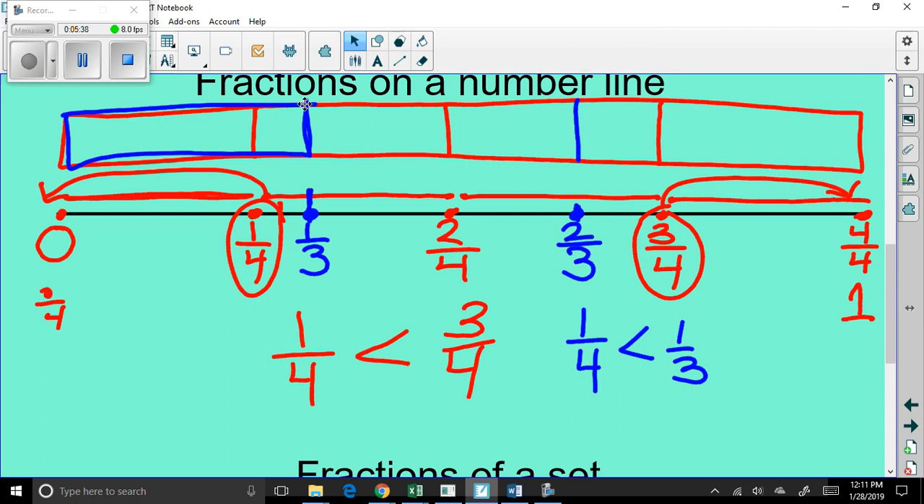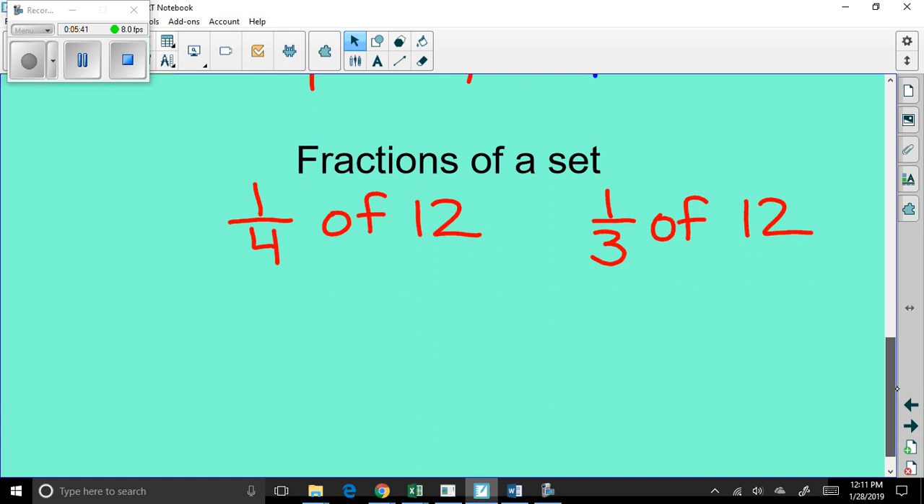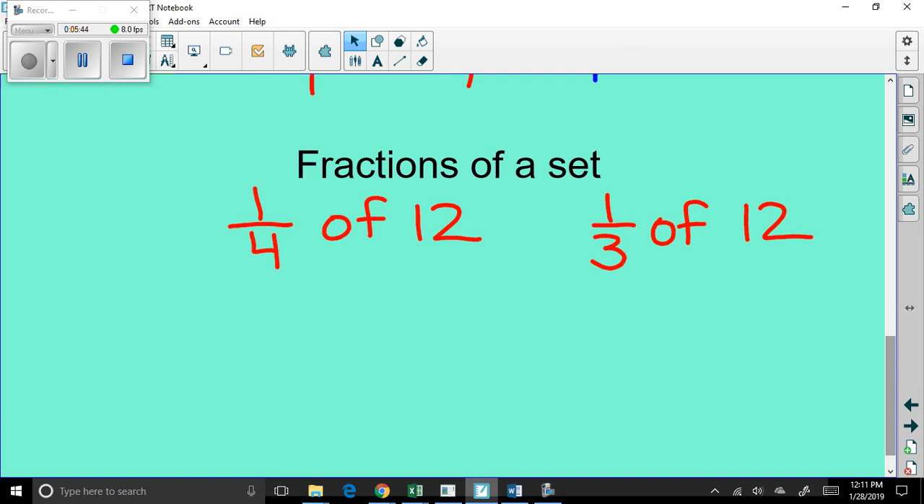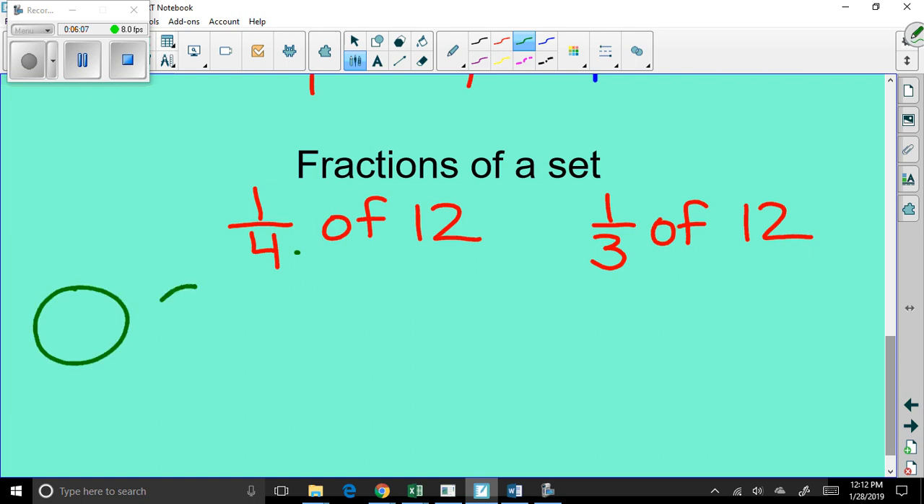Now we're going to look at fractions of a set. So here I have 1/4 of 12 versus 1/3 of 12. Fractions of a set means that you have a total number of objects. The numerator tells you how many groups you are looking for, and the denominator is telling you how many groups you need. So for 1/4 of 12, I know that I need 4 groups. So I'm just going to use circles this time. Here are my 4 groups, and I know that I want to equally divide 12 amongst my 4 groups because I want a fraction of 12.